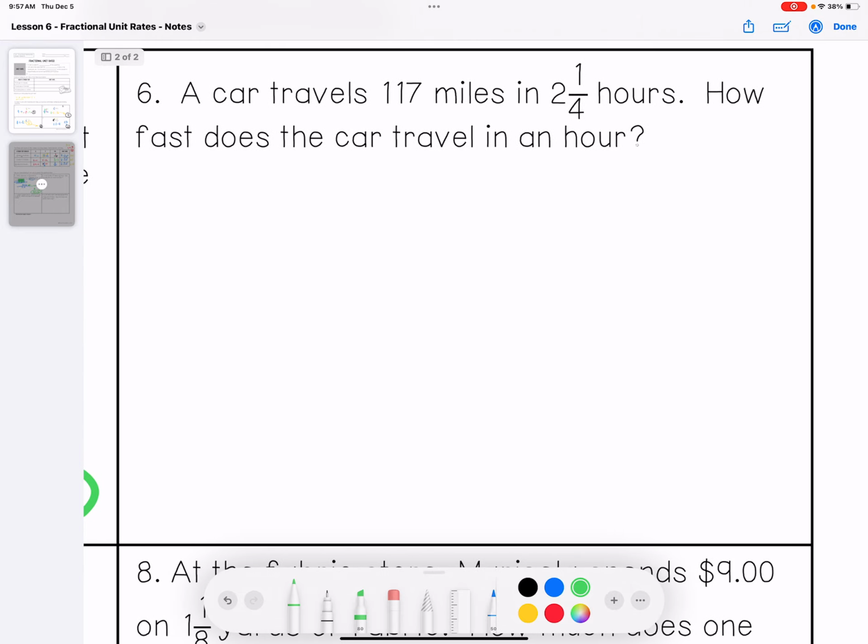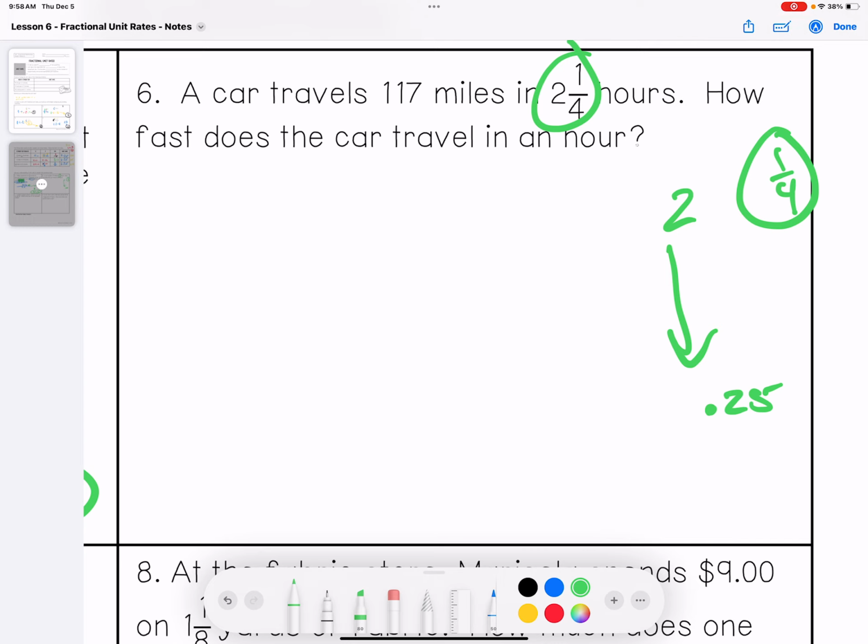All right, number 6. A car travels 117 miles in 2.25 hours. How fast does the car travel? Again, if you don't like this, you can turn that into a decimal. How do I do that? Well, I know it's 2 wholes, right? And the fraction form is 1/4. Well, I can divide 1 divided by 4 in my calculator. Top number divided by the bottom number, because a fraction basically can be division. So 1 divided by 4. And when you get that, you're going to get 0.25. Don't forget to add your whole back to it, okay? Because it was 2 wholes and 0.25.